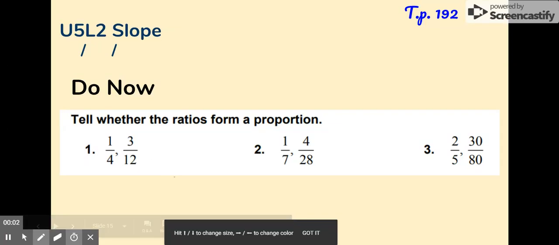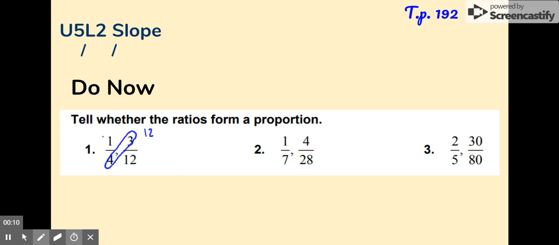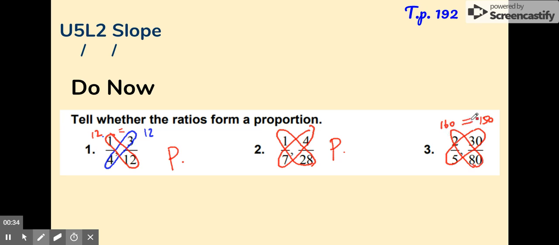To tell whether the ratios form a proportion, you can simply do cross multiplication, 12 and 12. If they have the same number when you do cross multiplication, it's a proportion, right? And 28 and 28, so it's also a proportion. 150 and 160, they're not equal, so it's not a proportion.